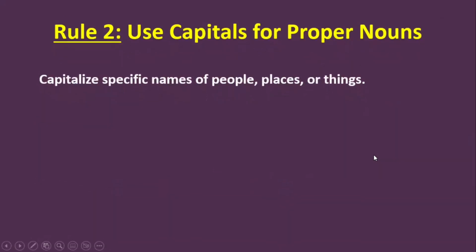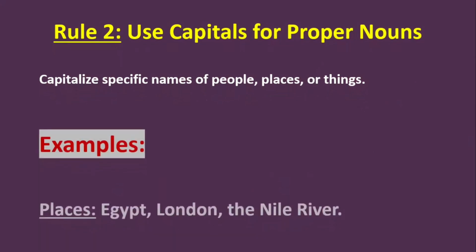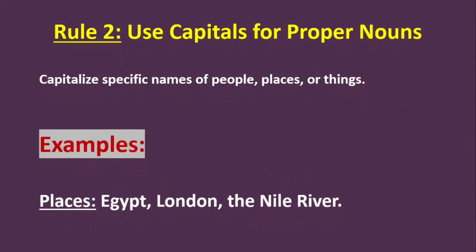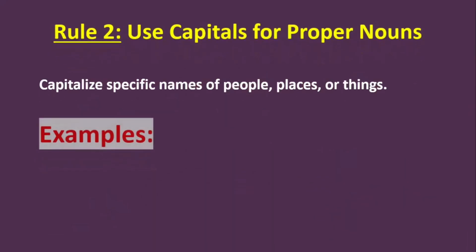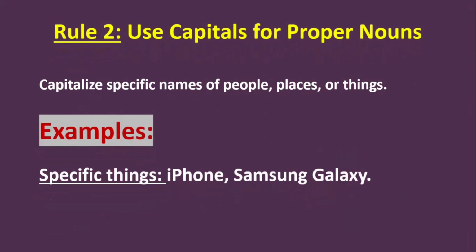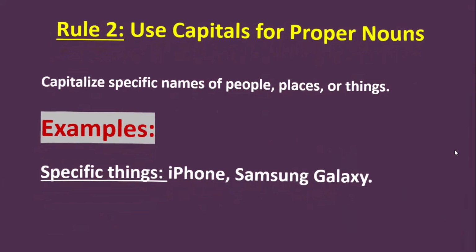Another example of the same rule, proper nouns, okay, is this. Names of places, countries, towns, for example, Egypt, London, the Nile River, and so on. So the first letter should be capital. Another example, if we give names to specific things like iPhone, Samsung, Galaxy, okay, and we will talk about why the I in iPhone is not capitalized.